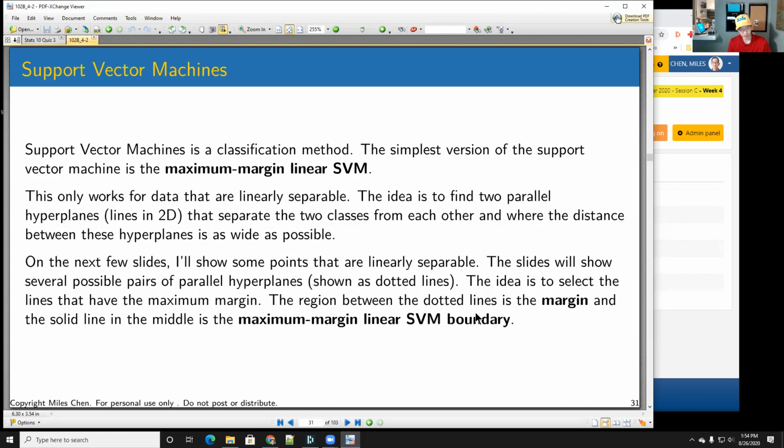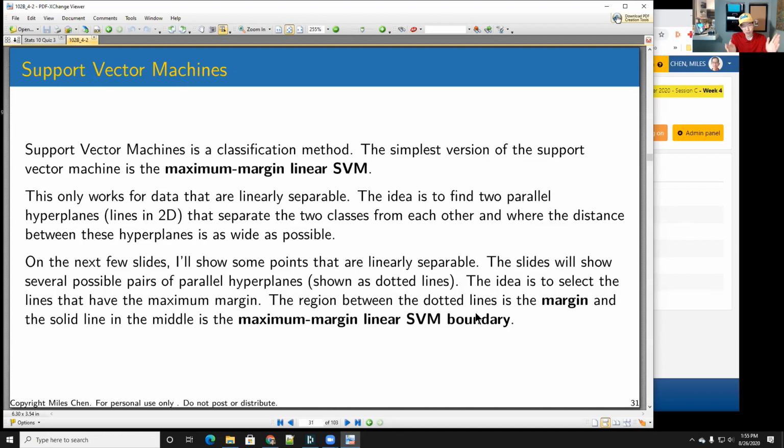What you do is, you have your red points and your blue points, or your plus and your minus, and you're going to find these two parallel hyperplanes. If we're dealing in 2 dimensions, the hyperplane is just a line. The lines will separate the 2 classes from each other. And what we want to do is select 2 lines or 2 hyperplanes that are parallel and are as far apart as possible.